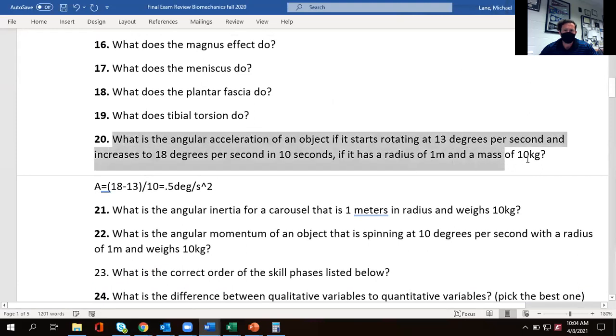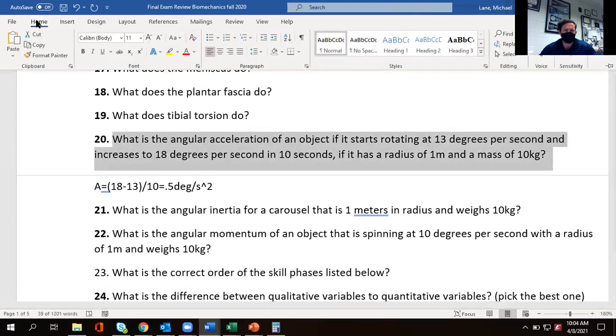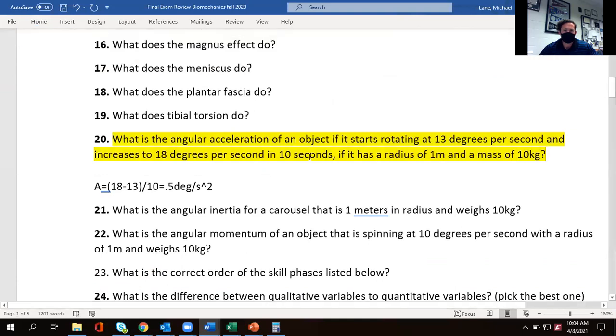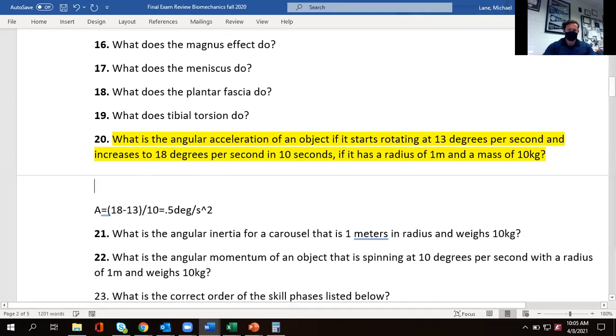Number 20. So what is the angular acceleration? If it starts rotating at 13 degrees per second and increases to 18 degrees per second in 10 seconds, it has a radius of 1 meter and mass of 10 kilograms. Now remember, angular acceleration is simply going to be equal to our final velocity minus our initial velocity divided by time. So effectively, it's just 0.5 degrees per second.